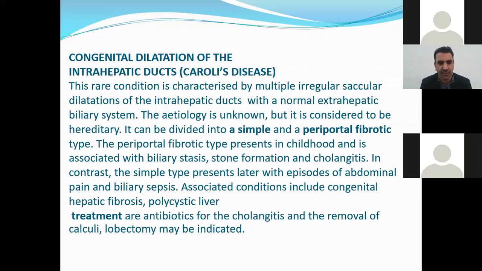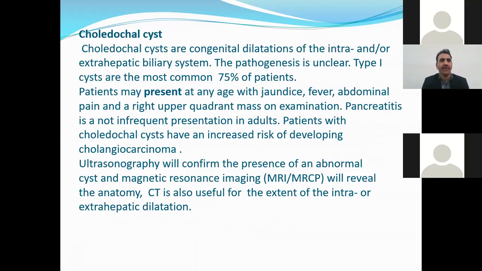Treatment of Caroli disease is antibiotics for cholangitis and removal of calculi, and lobectomy may be indicated. Okay, so this is treatment of the complication rather than treatment of the true pathology or true congenital anomaly. Another congenital anomaly is choledochal cyst.